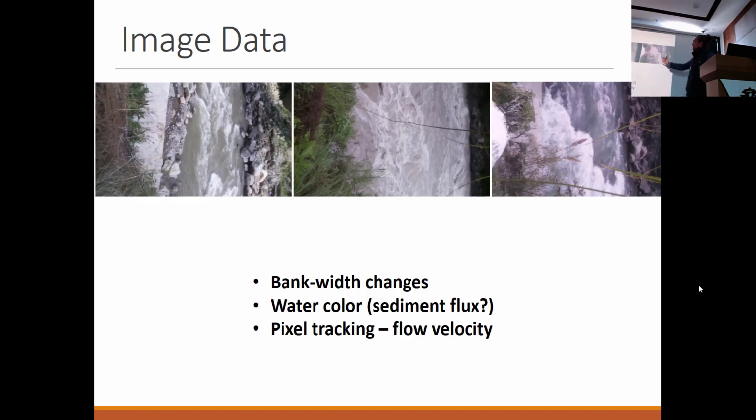Yeah, so those are the main things that we want to do with this image data. Look at how the bank width is changing, look at the color of the water, and also do some tracking to see if we can get some flow velocity.